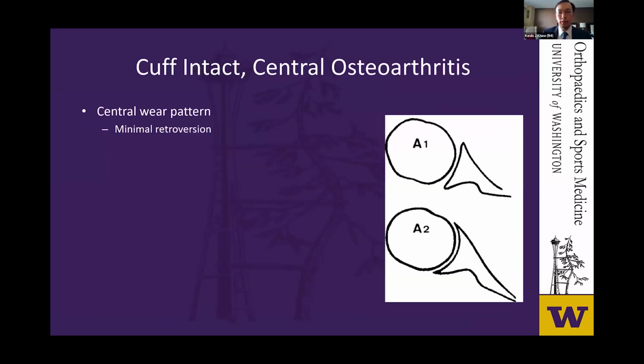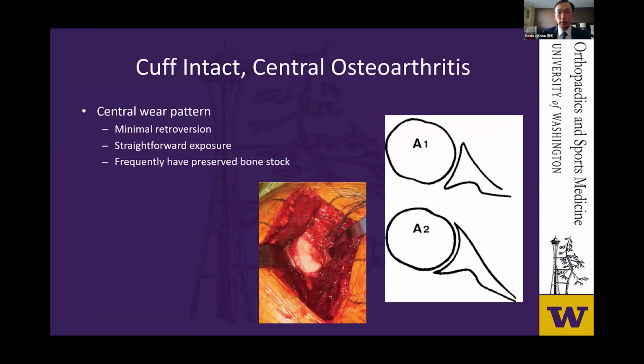Type A represents osteoarthritis with a central wear pattern. Notably, the humeral head is centered in the glenoid without significant retroversion. And this allows a straightforward exposure. Typically, bone stock is preserved but in severe cases, significant bone loss can occur.